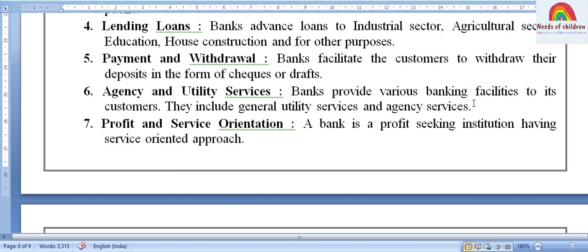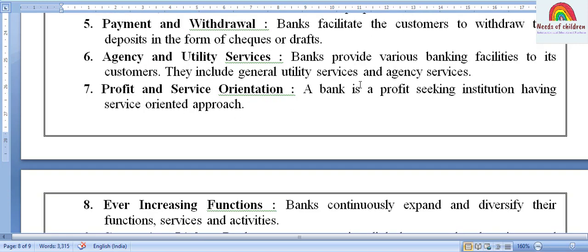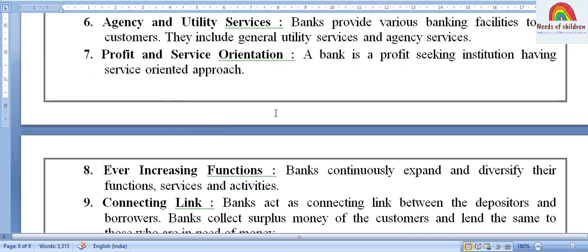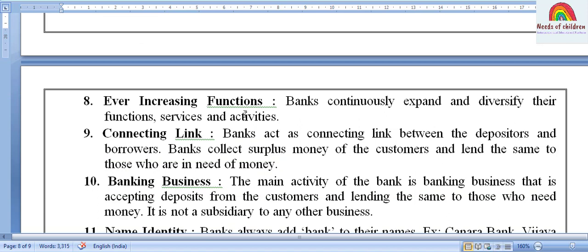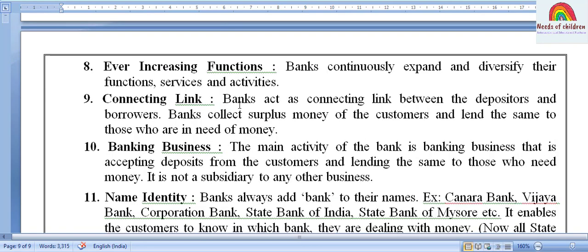Agency and utility services. Banks provide various banking facilities to their customers. They include general utility services and agency services. Profit and service orientation. A bank is a profit seeking institution having a service oriented approach. Ever increasing functions. Banks continuously expand and diversify their functions, services and activities.